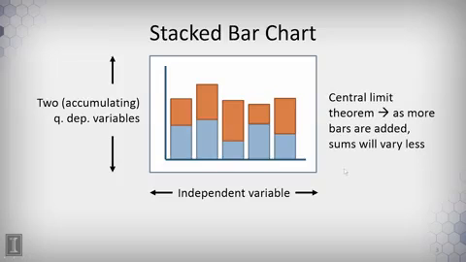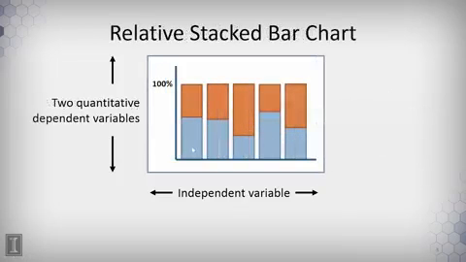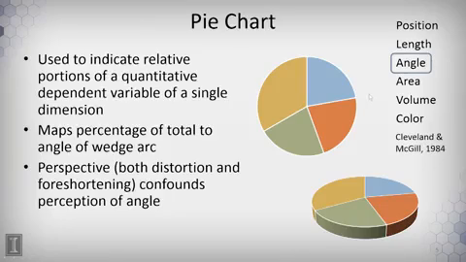If we want to emphasize that relative proportion, we can have the bars stacked to 100% and just plot the percentage of the contribution of one variable versus the other variable as the difference in the colors of the bars. This kind of relative contribution is also represented in a pie chart.